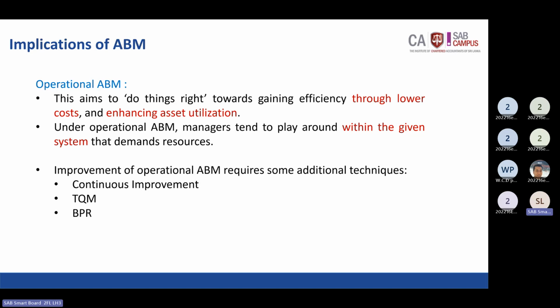Strategic activity based management is at a higher level. While keeping operational activity based management practice constant, strategic activity based management attempts to change the activity mix, shifting activities from unprofitable product services to the profitable ones.